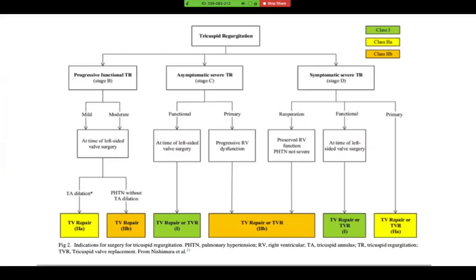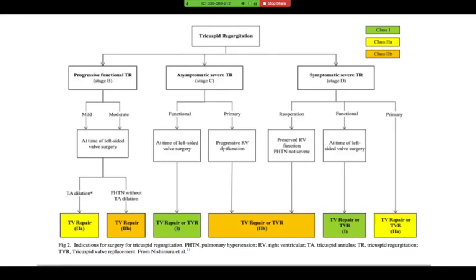This is the flowchart which has been given by AHA. You could see we have discussed depending upon stages. Stage 1, which is risk factor. Stage 2 is progressive functional TR. Stage 3 is asymptomatic TR. Stage 4 is symptomatic TR.